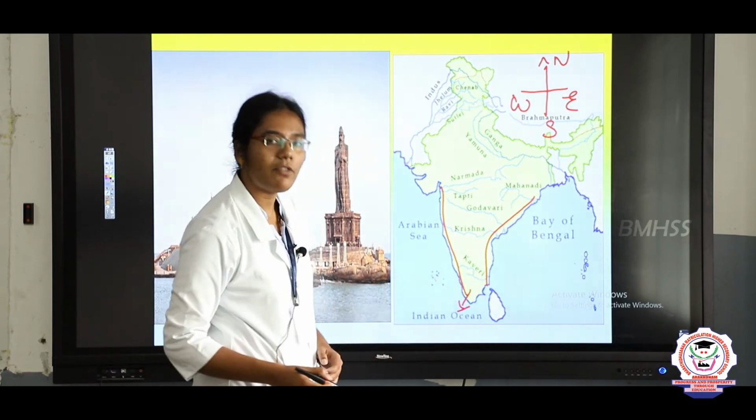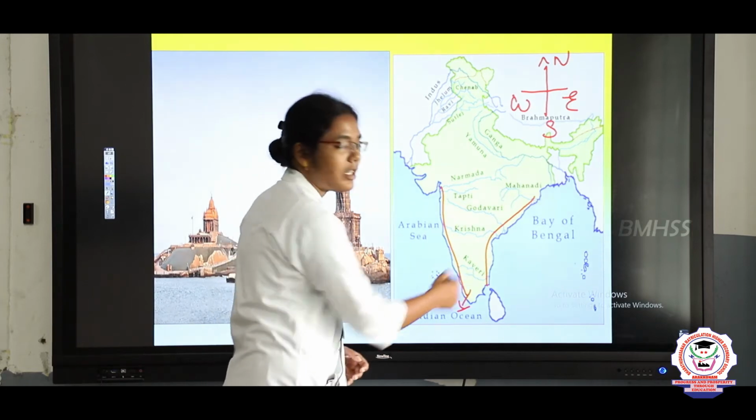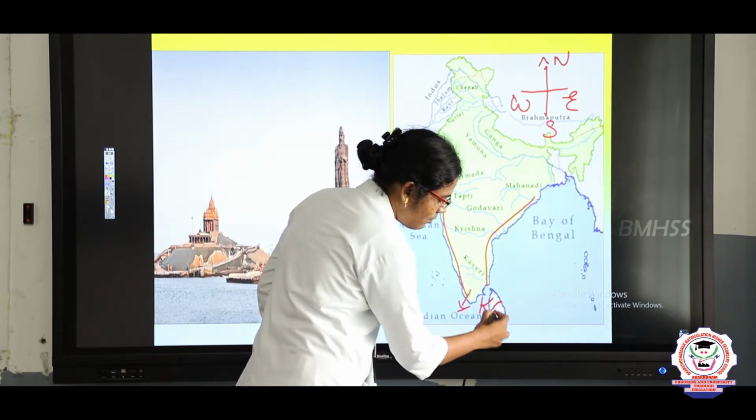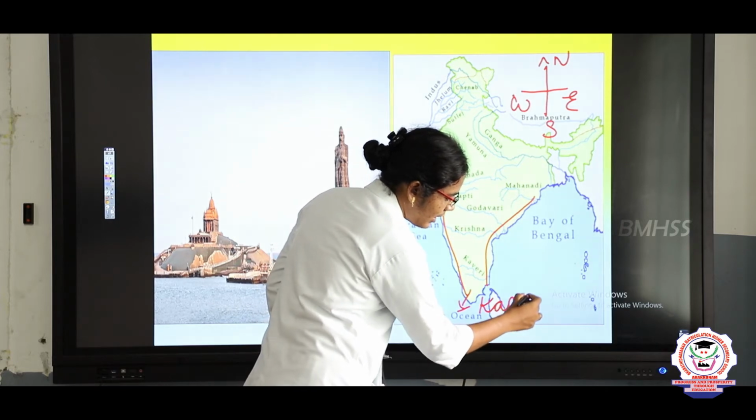The southernmost tip of our peninsular plateau, that is India, is Kanyakumari. The southernmost tip of India is Kanyakumari.